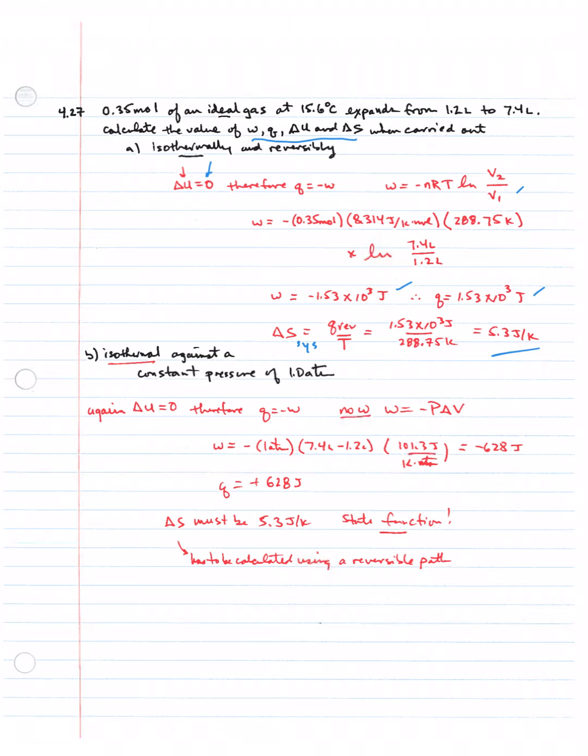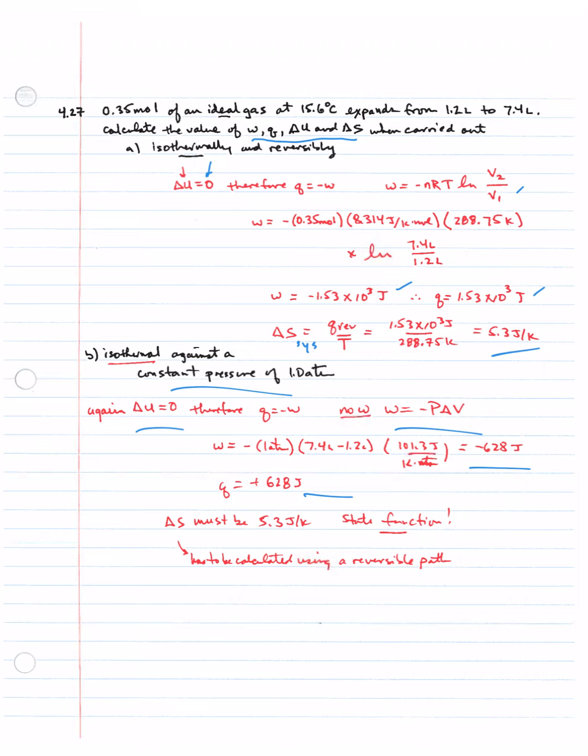Now, what about these same thermodynamic terms if instead of being reversible, the expansion happened all at once against a constant pressure of 1 atmosphere? Well, since it's isothermal, the delta U is still 0, and Q is still equal to minus W. But now we have a different equation for the work. You should know this one. It's minus P external times the change in the volume. I chug that through, and I got a value of work of minus 628, and the Q is plus 628.